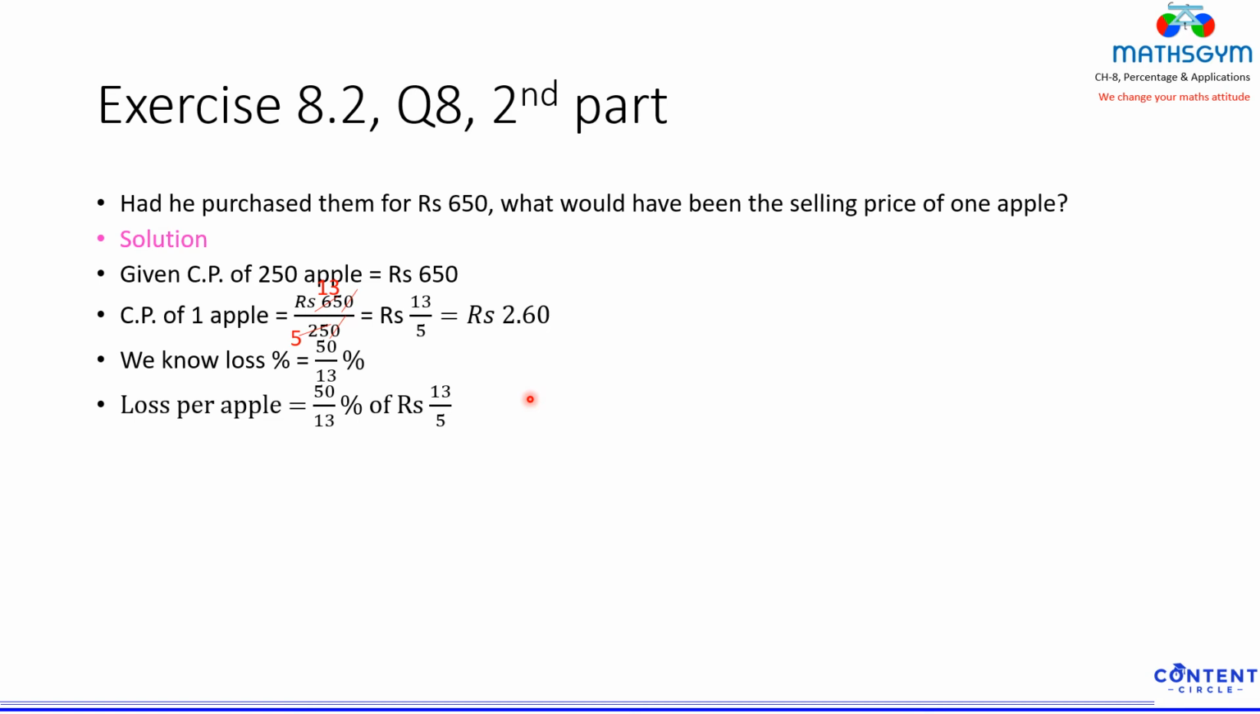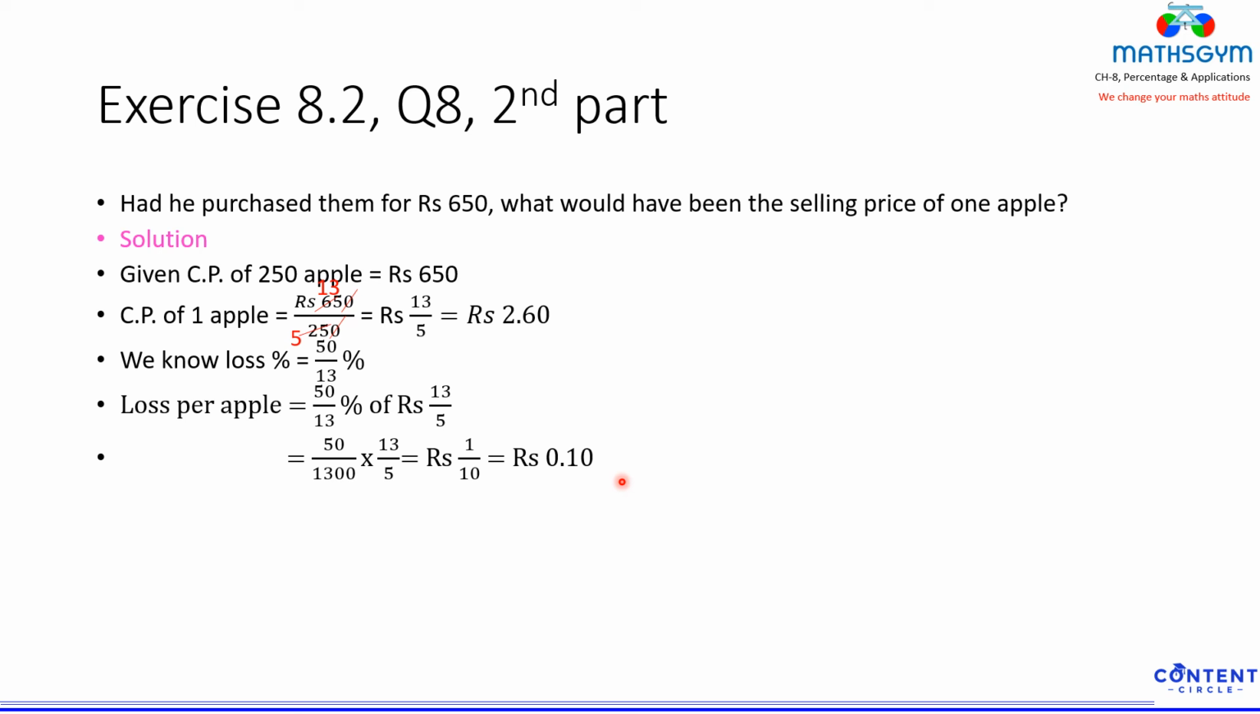Loss per apple is loss percent, which is 50 upon 13%, and that is 50 upon 13% of what? It is of the CP. Loss is always on CP, profit is also always on CP. So in this case there is a loss. So this becomes 50 upon 13 into 1 upon 100. We have clubbed it, it becomes 50 upon 1300. And you need to know that whenever there is a percentage sign, it means in the denominator there has to be 100. So we have multiplied 13 by 100 when we are removing the percent sign. So this eventually comes out to be rupees 1 upon 10, which is rupees 0.10 loss per apple.